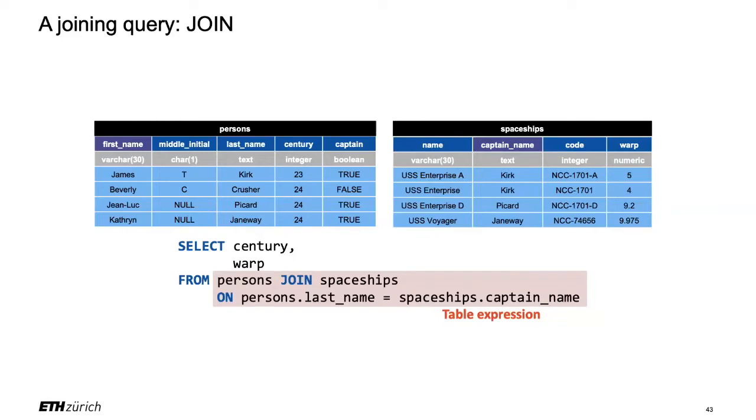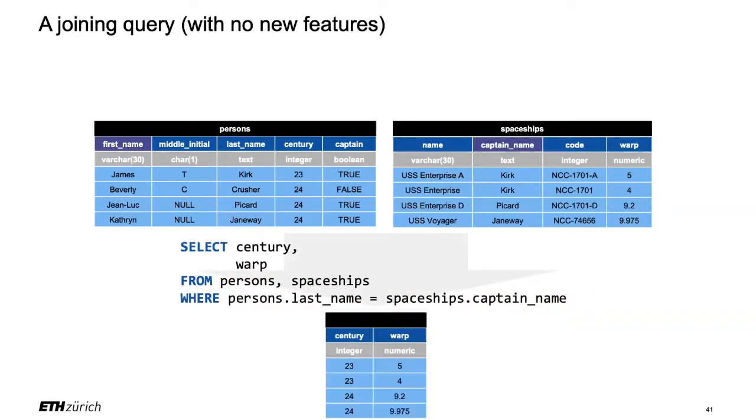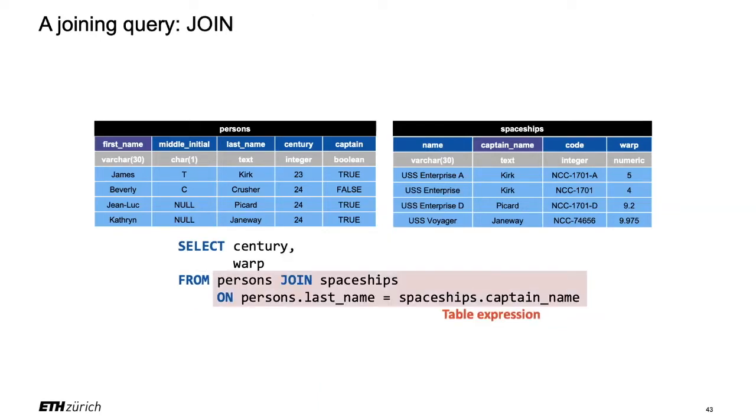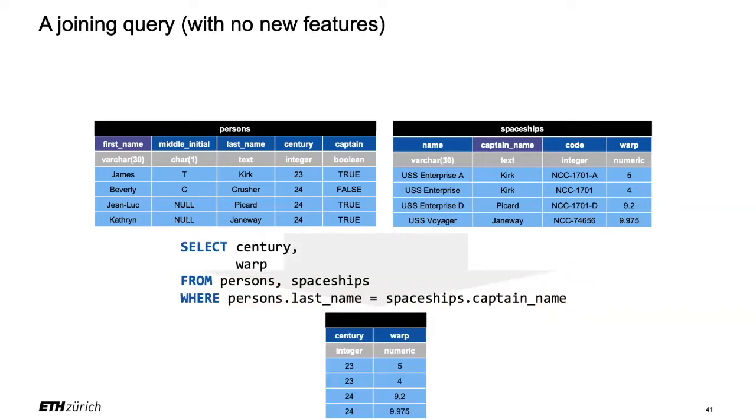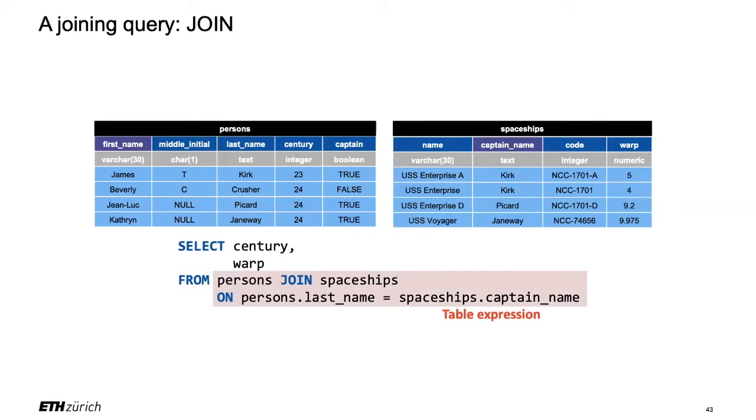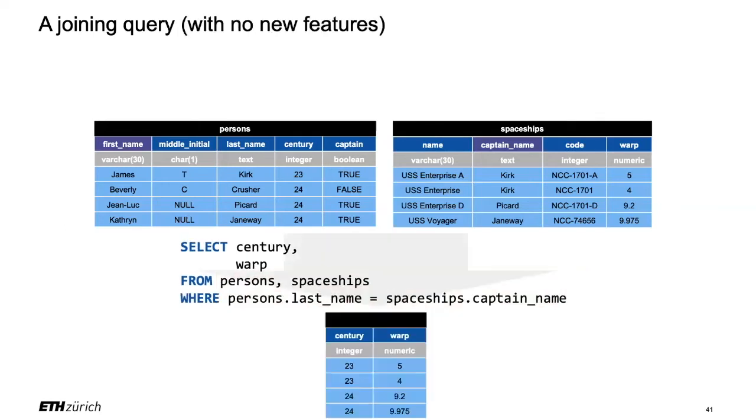It's because if you look at these two queries, there is the same information. In both queries, you're saying you want to join persons and spaceships, and you specify a predicate. There is nothing here that is not there, and nothing there that is not here. It's exactly the same thing. There is absolutely no difference in performance between the two.